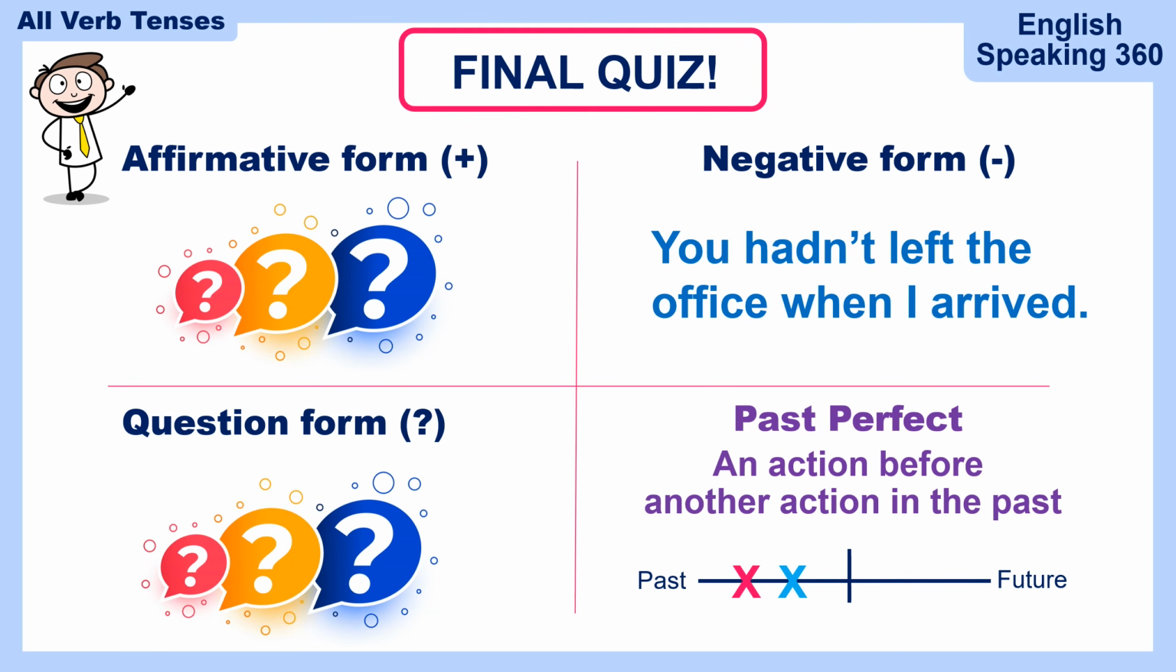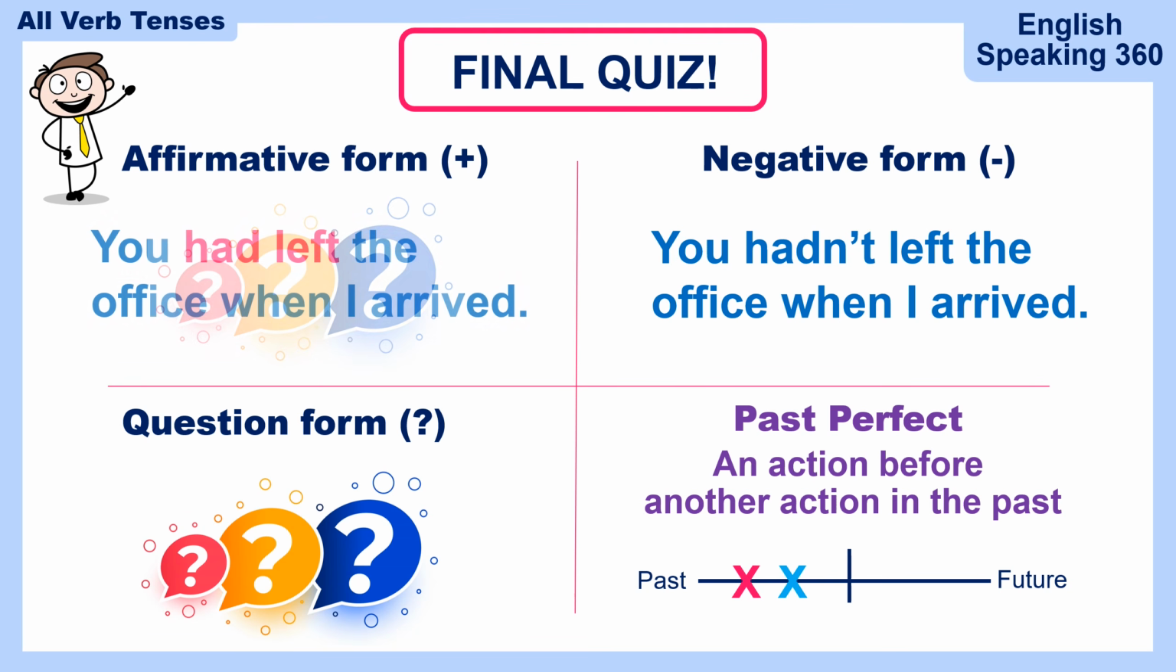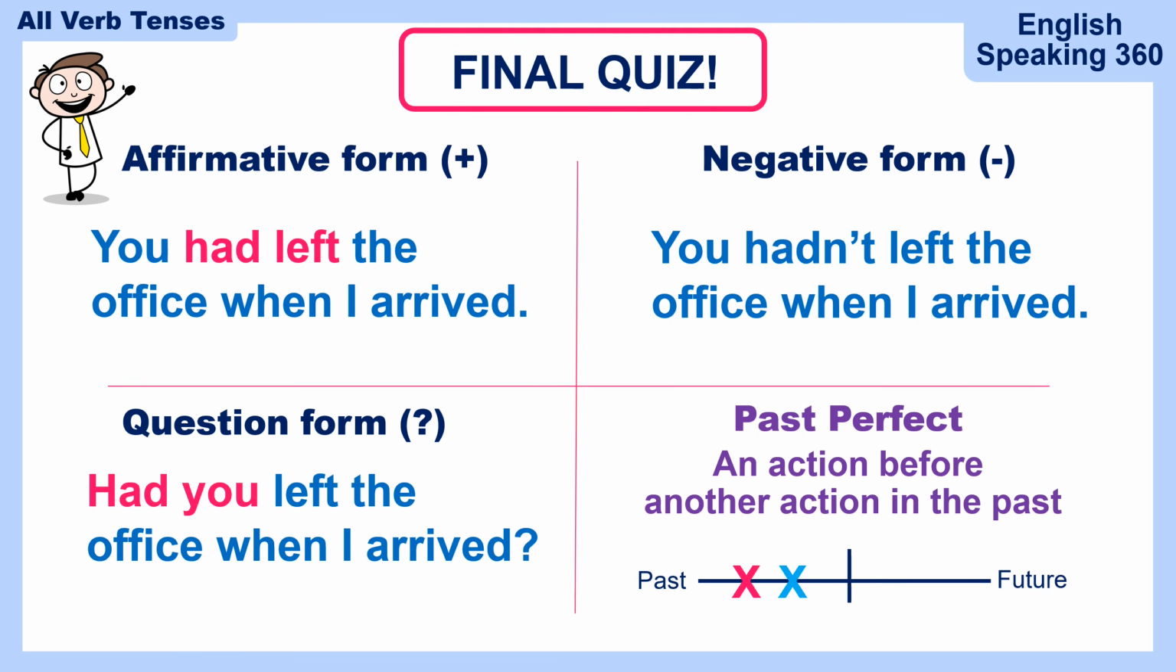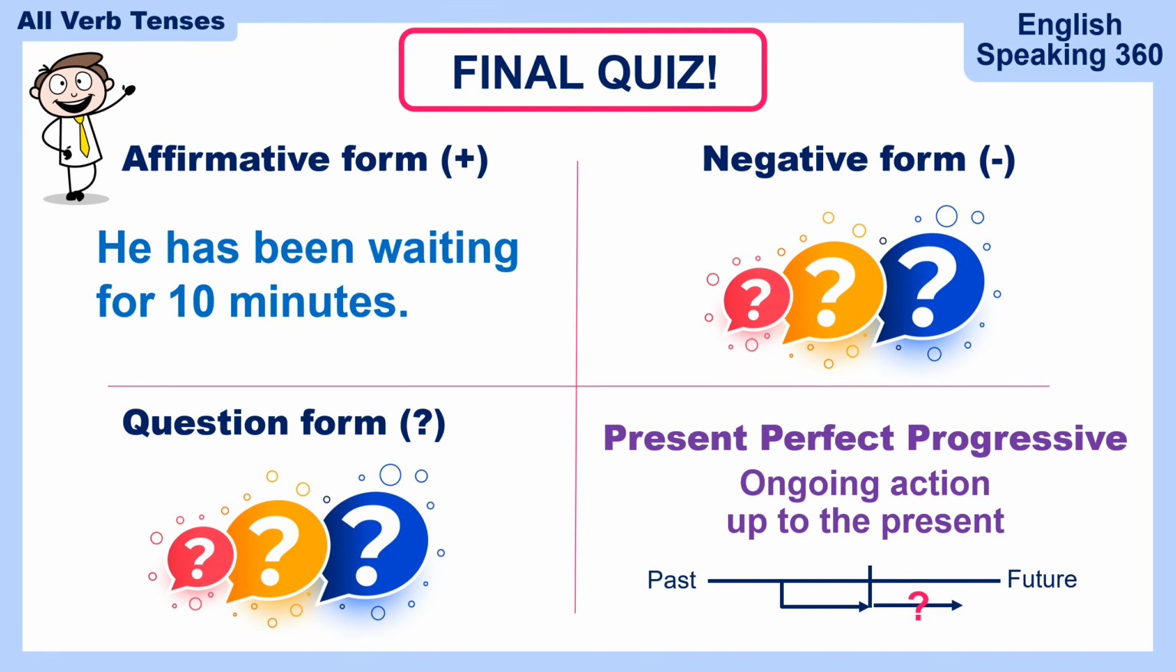Next one, past perfect. You hadn't left the office when I arrived. You had not left the office when I arrived. What is the affirmative form? You had left the office when I arrived. How about the question? Had you left the office when I arrived? 2 points if you got the answers right.